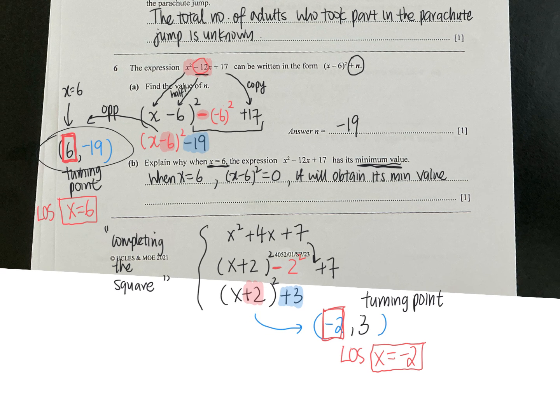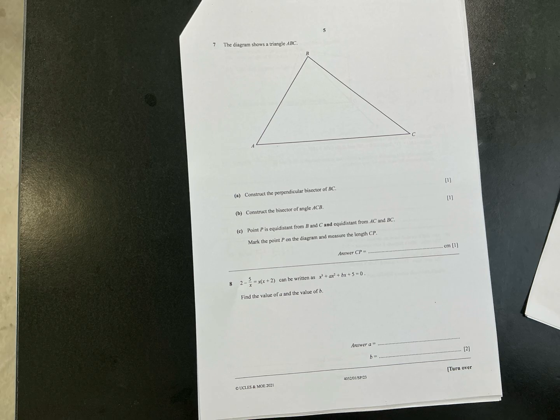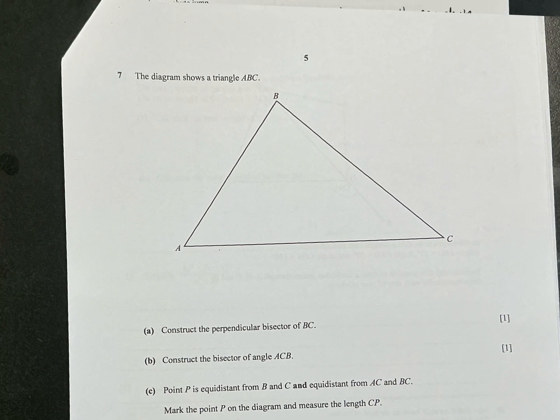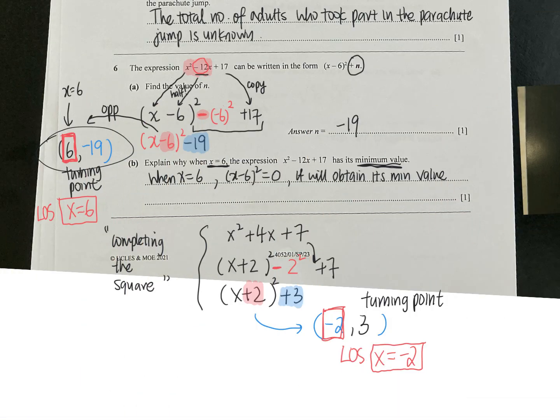Okay, next one is what do you call that? Perpendicular and angle bisector. I thought I showed you all the video I demoed before, still cannot. How like that? This one is a giveaway, you all don't want. How? Okay. Where is that? Oh, on here.